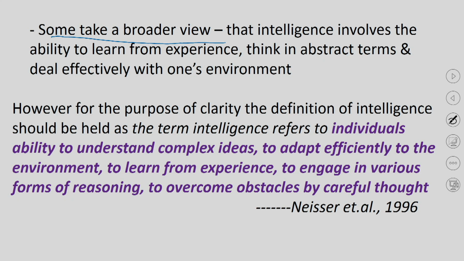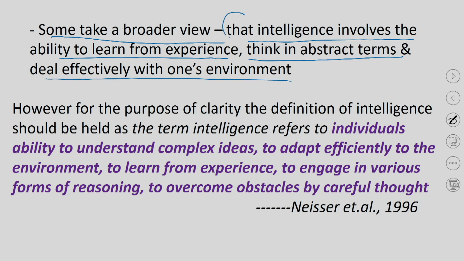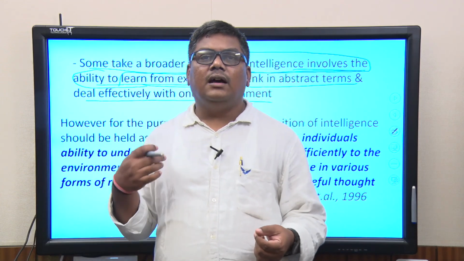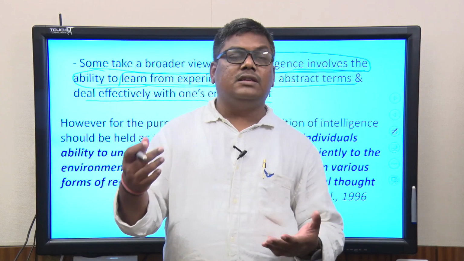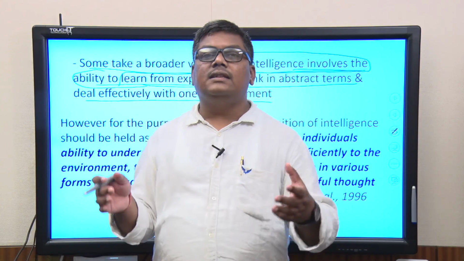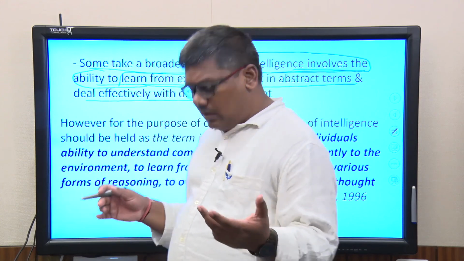And then some take a broader view that intelligence involves the ability to learn from experience, think in abstract terms, and deal effectively with one's environment. And this is the most suitable view of intelligence. It says that intelligence involves the ability to learn from experience. Intelligent people are those who actually learn from experience, who have the ability to see where they have committed a mistake in the past and learn from it, and use something called observational learning. They observe their own behavior and see which behavior is not rewarded and which is rewarded, and select the most optimal behavior for any event or situation.